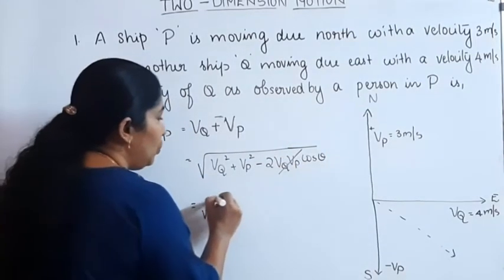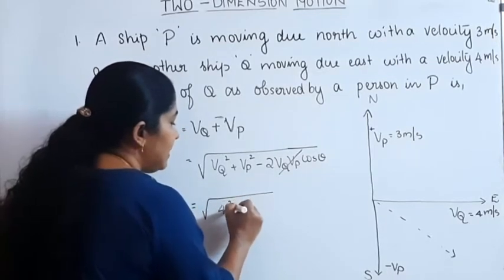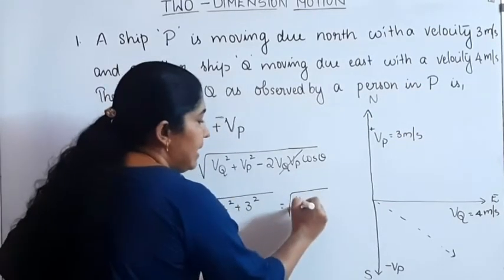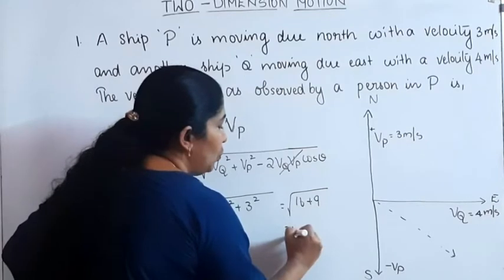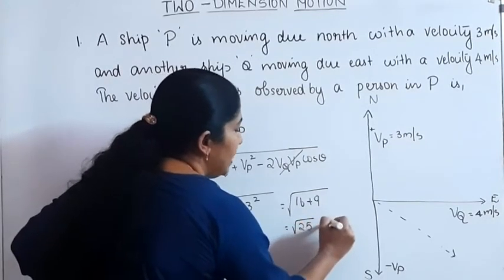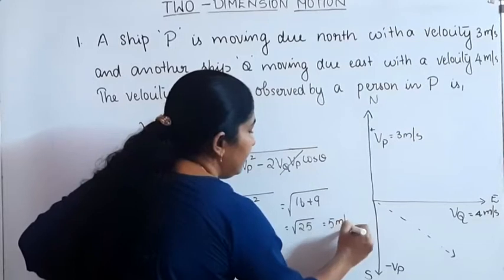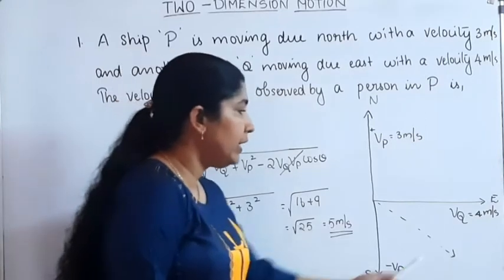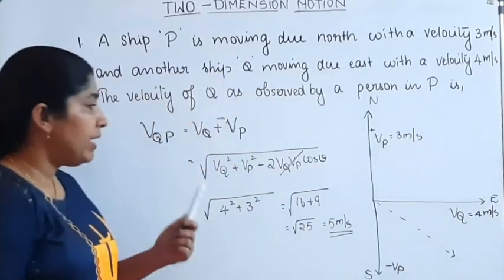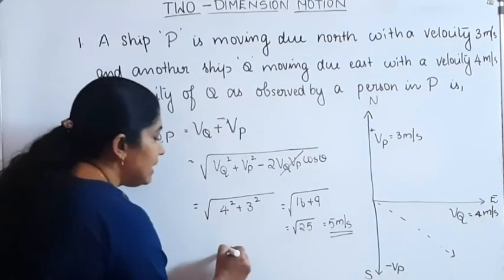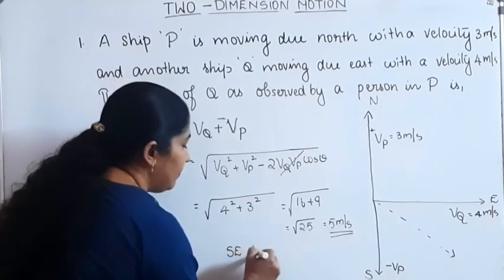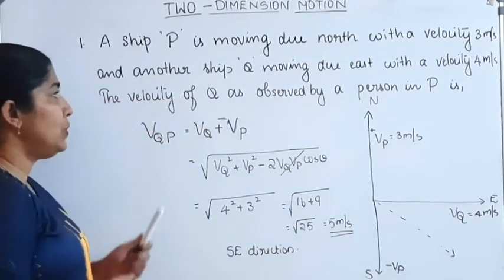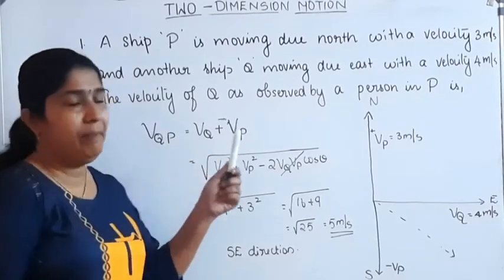Then it becomes root of 4 square plus 3 square, that's root of 16 plus 9, equal to root 25, which is 5 meter per second. In which direction? In the southeast direction. 5 meter per second in the southeast direction. This is the velocity of Q as observed by a person in P.